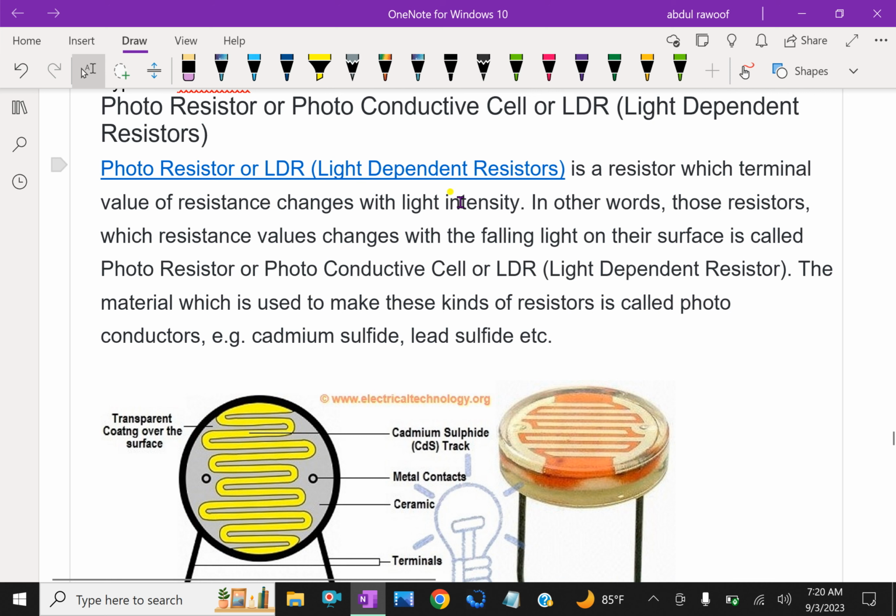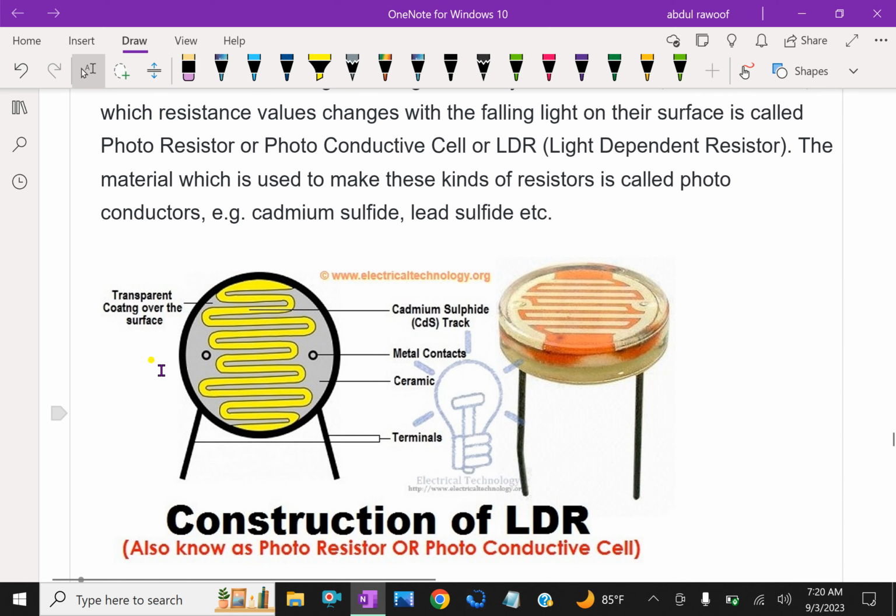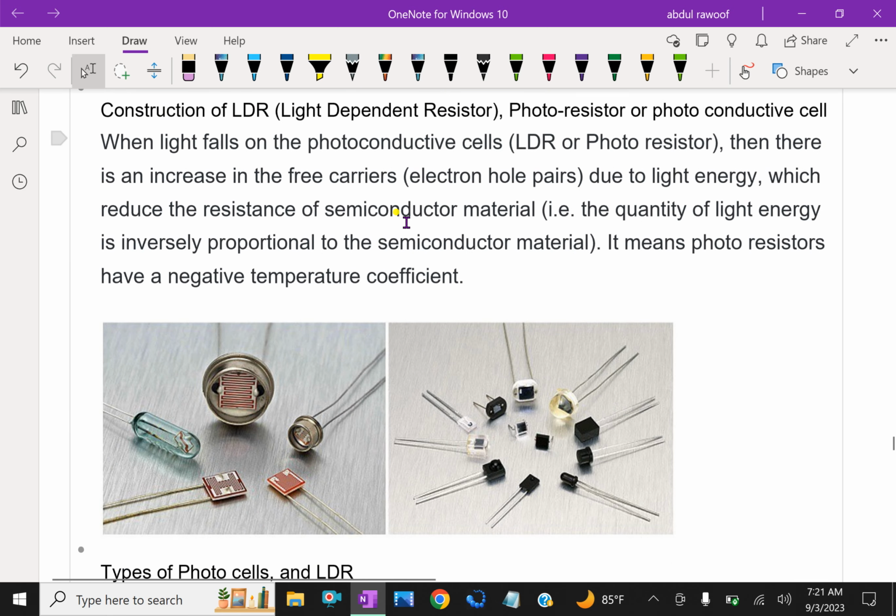A photoresistor or LDR, light dependent resistor, is a resistor whose terminal value of resistance changes with light intensity. In other words, these resistors whose resistance value changes with light falling on their surface are called photoresistors or photoconductive cells or LDR, light dependent resistors. The materials used to make these kinds of resistors are called photoconductors, for example cadmium sulfide, lead sulfide, etc. Look at here. Transparent coating over the surface. When light falls, it changes the circuit voltage and resistance. Construction of an LDR, light dependent photoresistor or photoconductive cell.